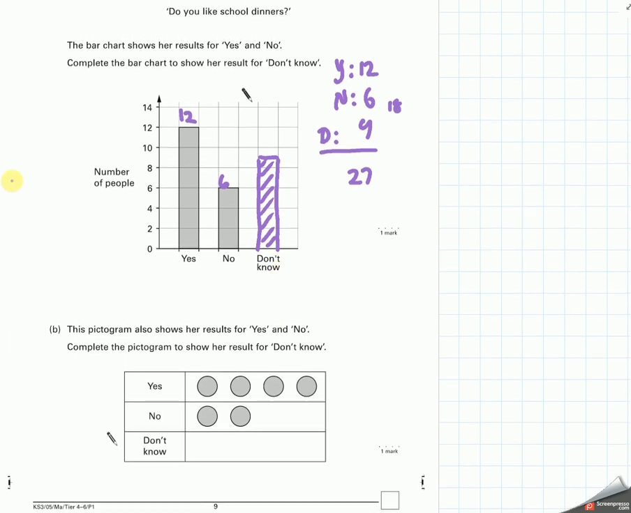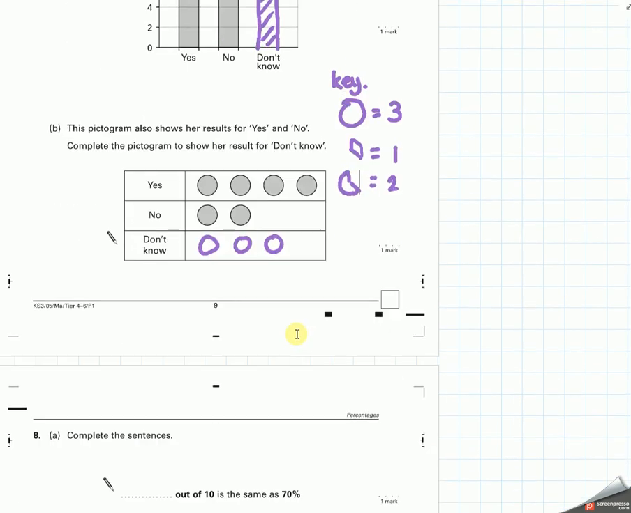This shows the yes and no's, and we've got to show the same thing for don't know. So look at the picture. Each of these must mean the same thing as above. So a circle, we've got 4 circles, so 1 full circle is equal to 3 people, missing the key, and we need 9, that's 3 circles. If I'd needed 1 that would have been 1/3 of the diagram, so I'd have split it into a third. 2 would have been 2/3. So you do fractions of a diagram to be able to make that work.